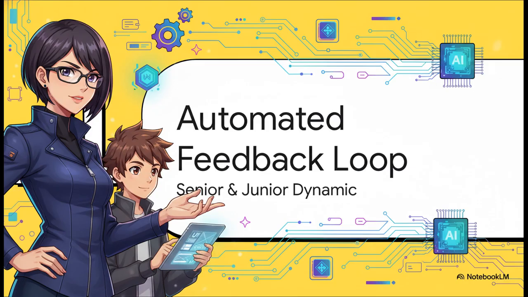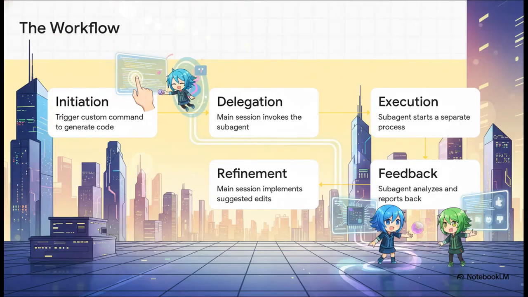Section 4. The automated feedback loop. This setup creates this beautiful, fully automated feedback loop. It kicks off with task initiation. Maybe use a custom command like make UI component. Your main session writes that initial code. Then comes delegation, where the main thread automatically invokes your new subagent to review the work. The subagent dives into isolated execution to gather its data. Then it returns structured feedback, leading straight into refinement, where the main session implements those requested edits. It's like watching two devs literally talk back and forth until the job is completely done.